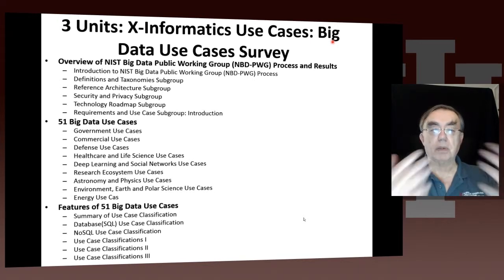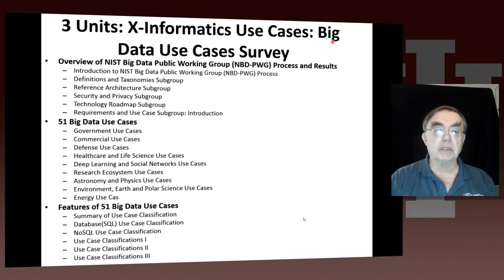NIST is very important. It does everything in an open fashion. It is agnostic to particular approaches. So it wanted to find out as much general information as possible about use cases. So in the first of the units, we look at basically the whole process to produce these 51 use cases.